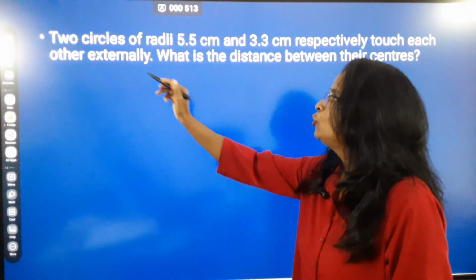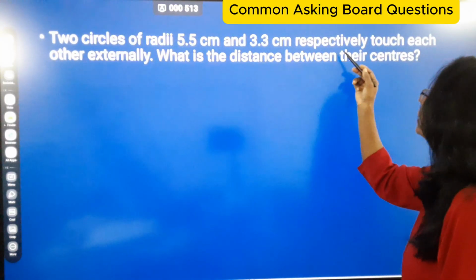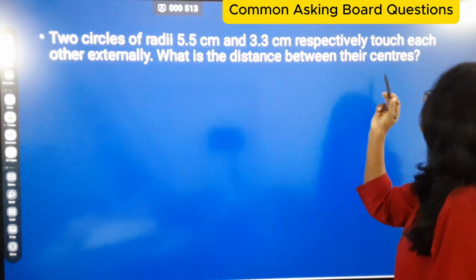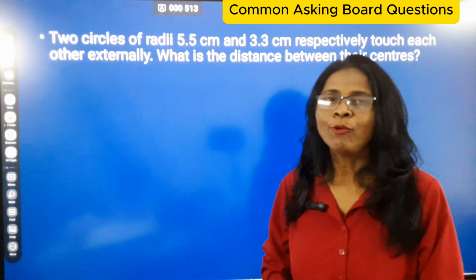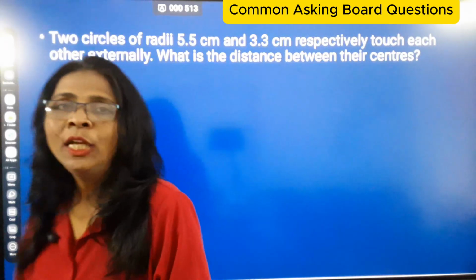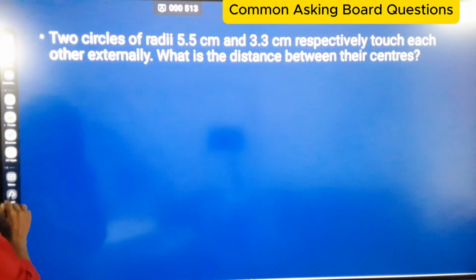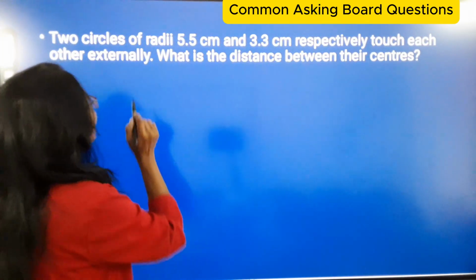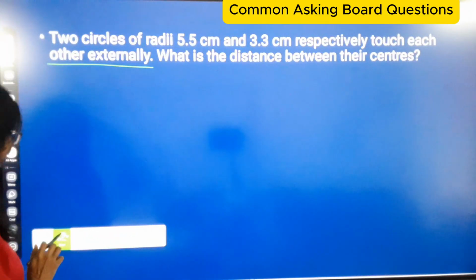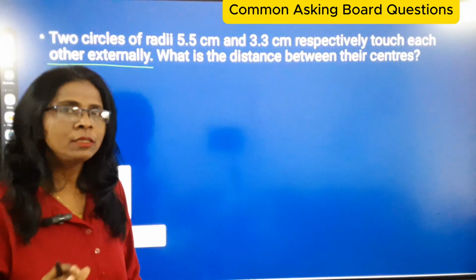The question is: two circles of radii 5.5 centimeter and 3.3 centimeter respectively touch each other externally. What is the distance between their centers? Students, these are the two circles having these radii, and the two circles touch externally. We know that if two circles touch externally, we sum up the radii of the corresponding circles.